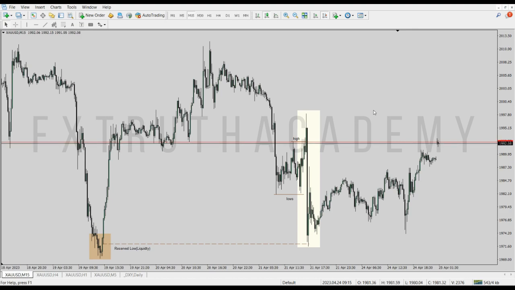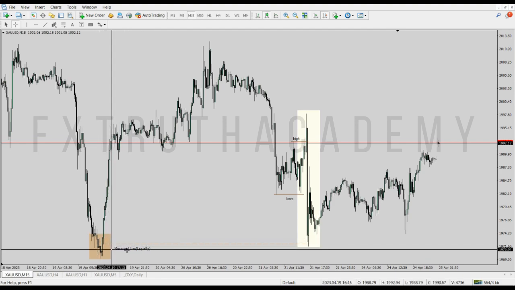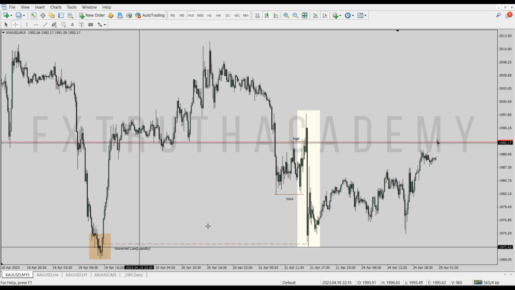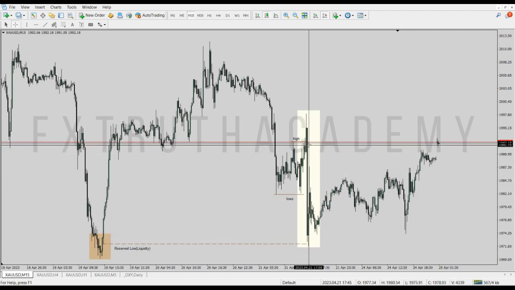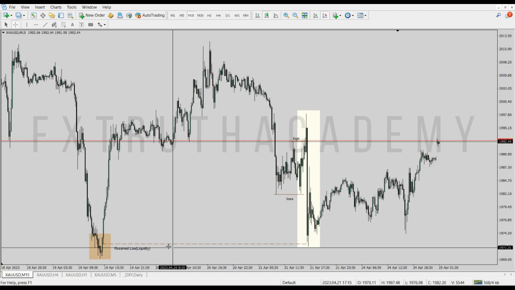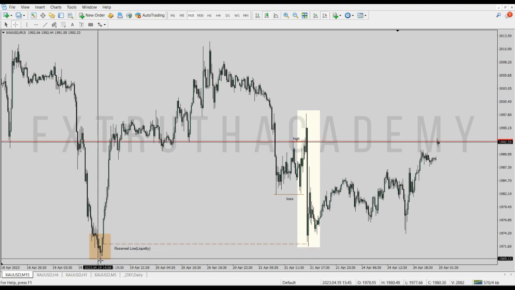So you can see the markup on the screen right here, and this area right here, this yellow shaded area or brown shaded area, is the reserved low or reserved liquidity. But before that, you can see how price around this particular high, around this low, drove down all the way into this particular fair value gap and failed to take out this low.